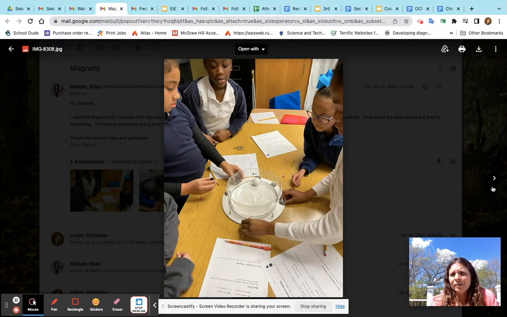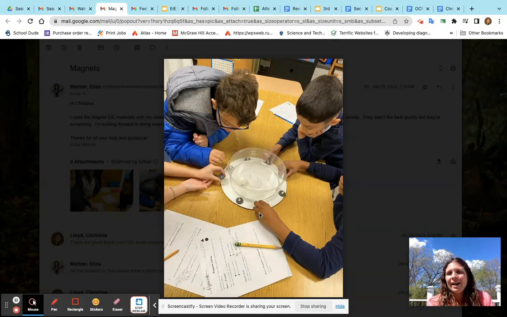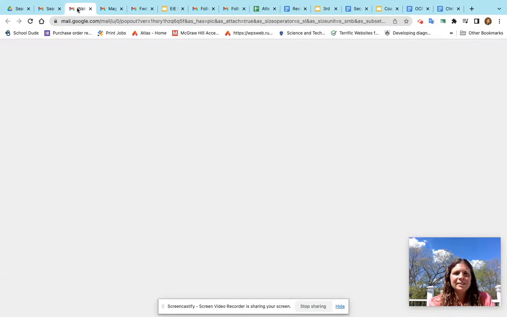Here are some more. Also with the magnets, they are curious. They want to know why this ping pong ball is moving. They've got their handouts ready. They're going to be able to record their learning. This is a positive learning environment. The teachers have experienced this themselves. They understand what's about to happen, and they can then pass this on to their kids.